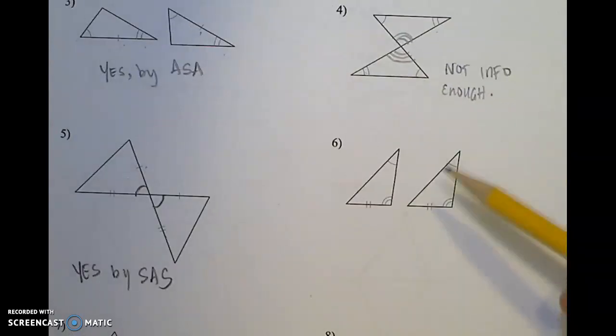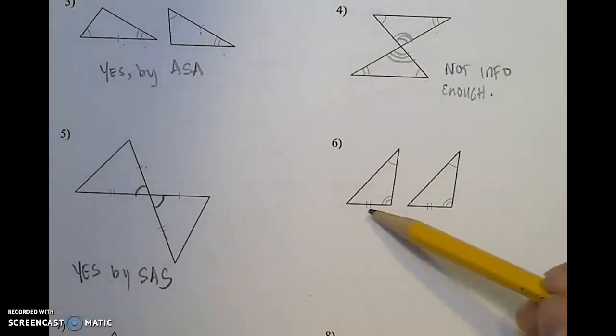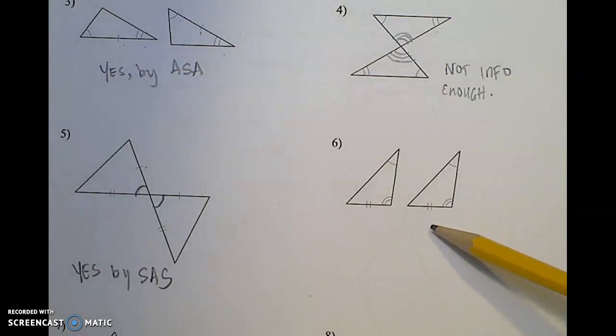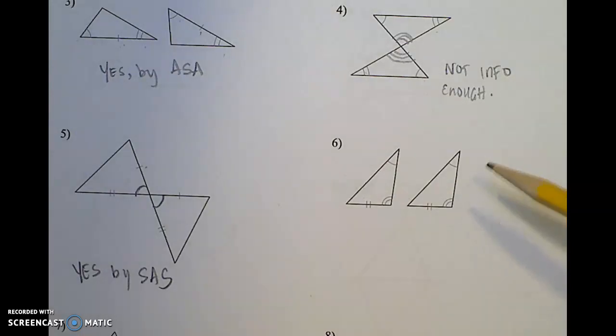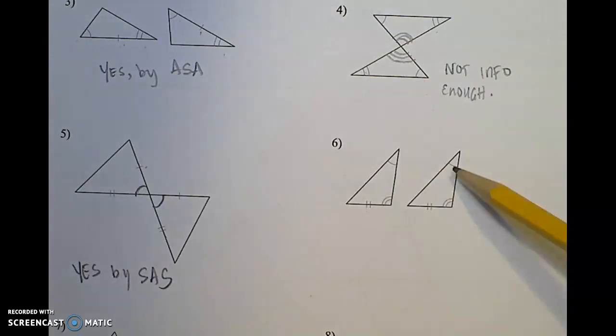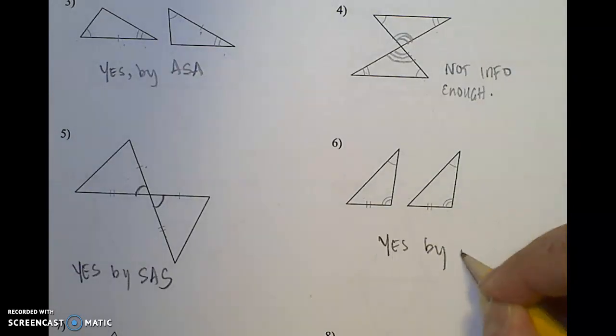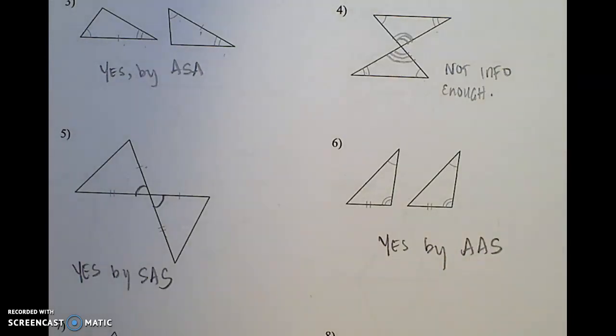Number 6, one angle from each, a second angle from each, and a side. Alright, so we definitely have three things given here. Well, let's take a look at the arrangement. Angle, angle, side. Angle, angle, side. And that is a postulate, so we're going to say yes, they're congruent by AAS.